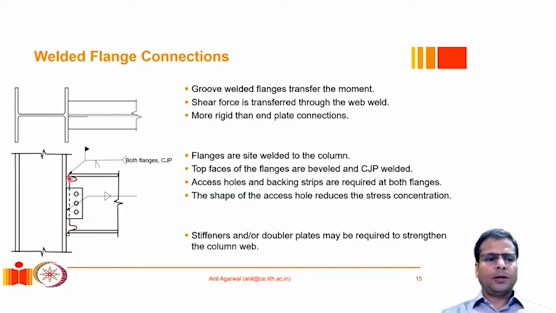Here also an access hole is required because, in order to be able to provide this weld, sometimes this gap is a bit too much and we may have to provide a backing strip or a backing plate. And when we need to provide a backing plate, we also require to cut this portion so that the backing plate can be tack welded to the beam.